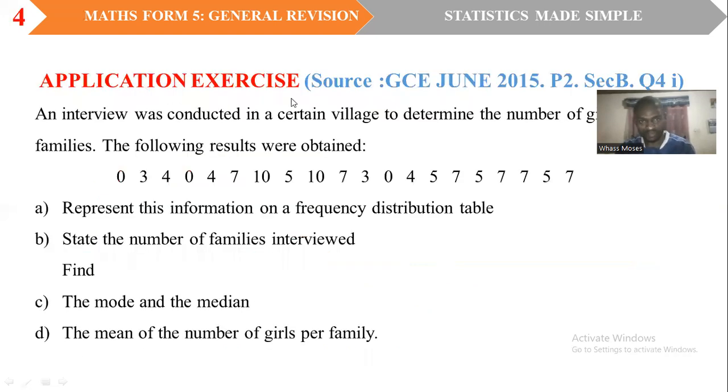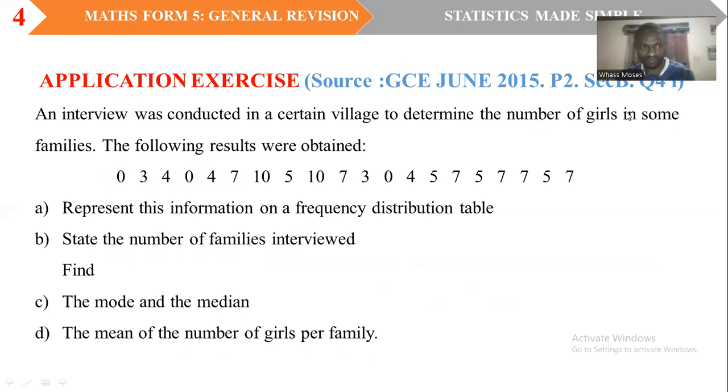As an application exercise, which has been taken from GCE June 2015, paper 2, section B, question 4, this is GCE ordinary level mathematics. An interview was conducted in a certain village to determine the number of girls in some families. The following results were obtained. These are the results. You can read through the numbers.